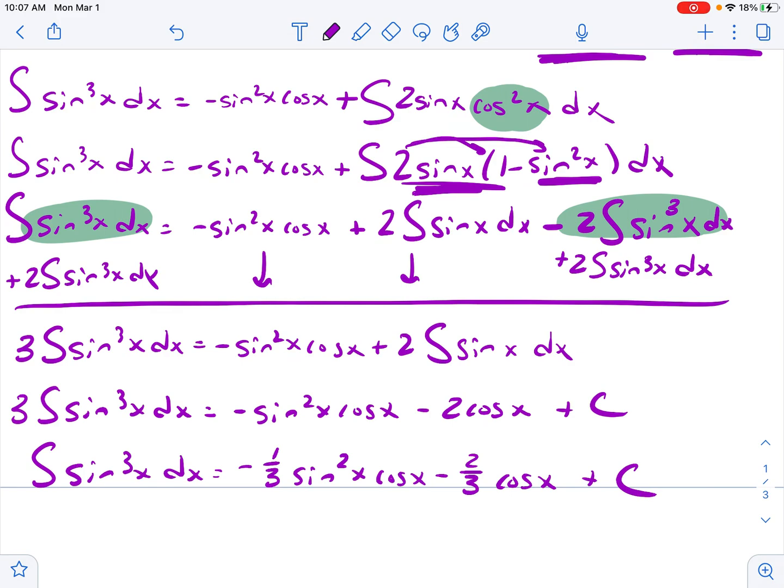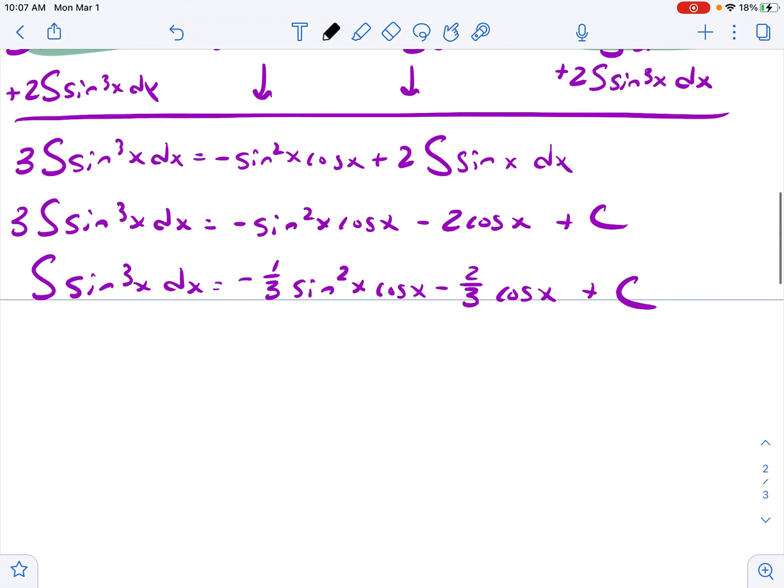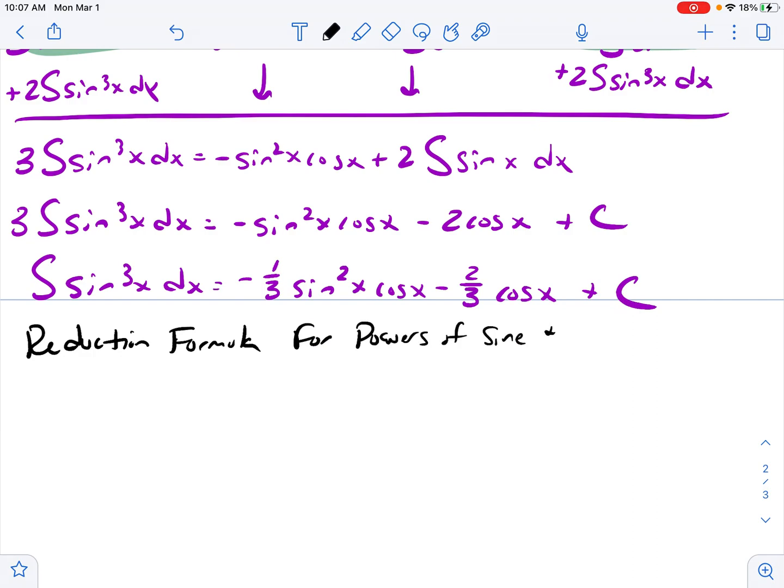Okay, and this is the idea, and this is known as the reduction formula for sine and cosine. What we can do is boil this down to a process, and this is how it works. These are called our reduction formulas for powers of sine and cosine.